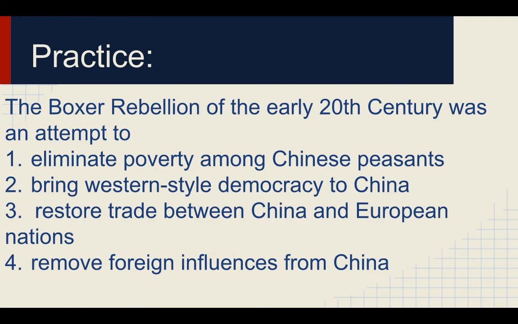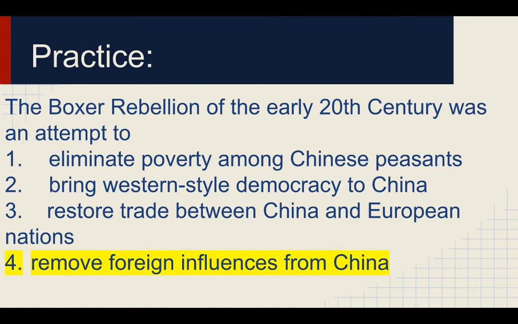The Boxer Rebellion of the early 20th century was an attempt to eliminate poverty among Chinese peasants, bring Western-style democracy to China, restore trade between China and European nations, or remove foreign influences from China. Remember, they yelled, "Foreign devils, get out."